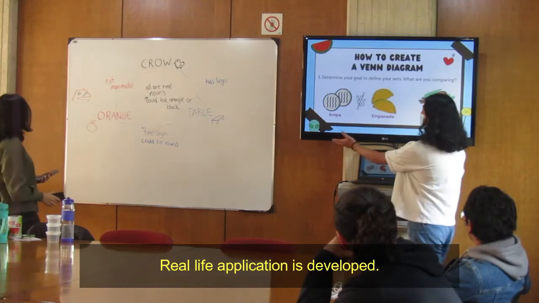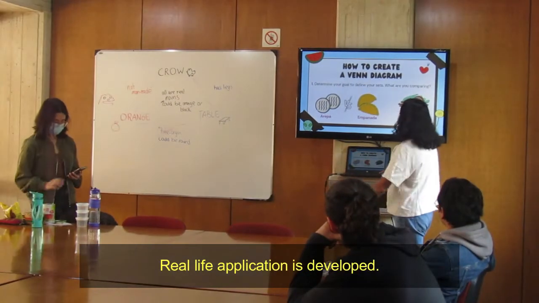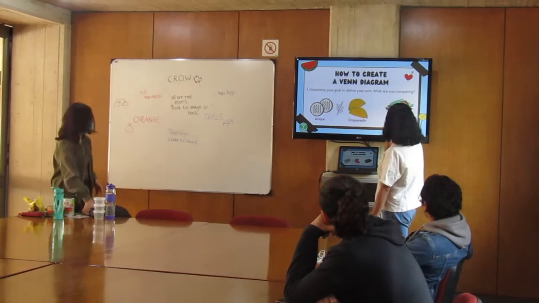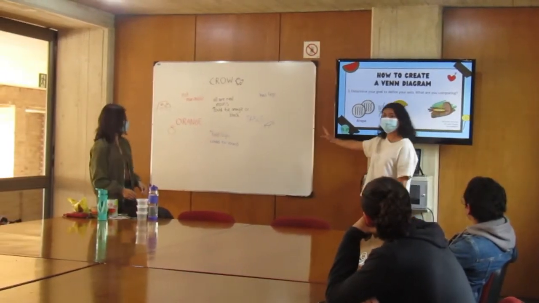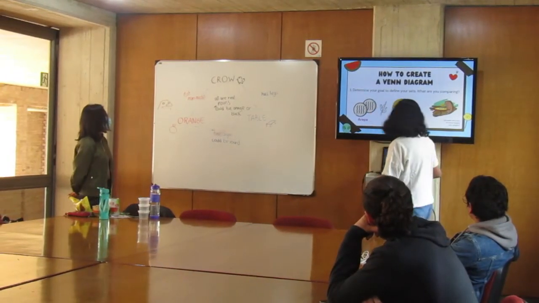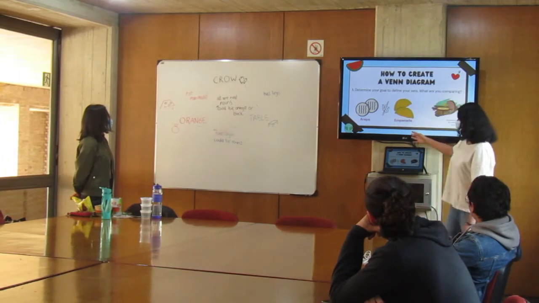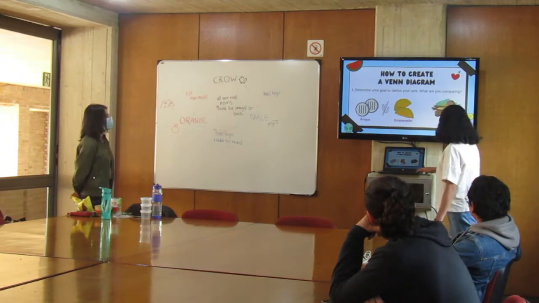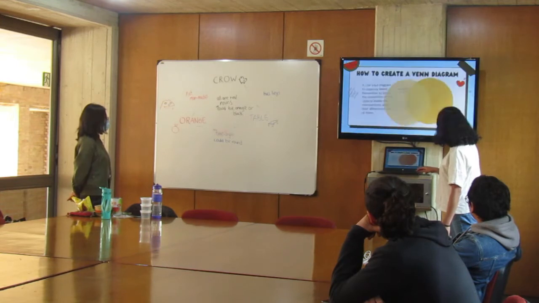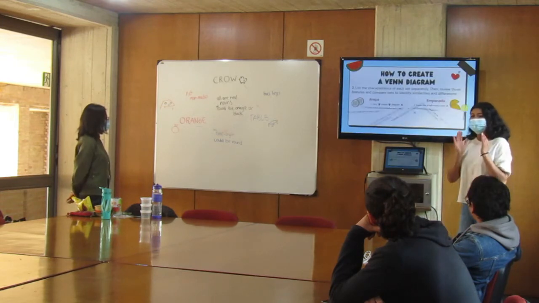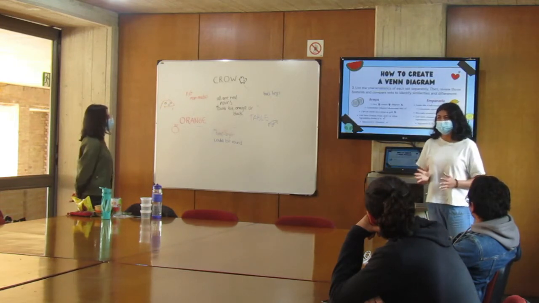Step one, which we are already doing, is to determine your goal for the parts of your sets. What are you comparing? In this case, crow, table, and orange. In the example here, we have arepas. Now, the second step is to make a list of similarities and differences.